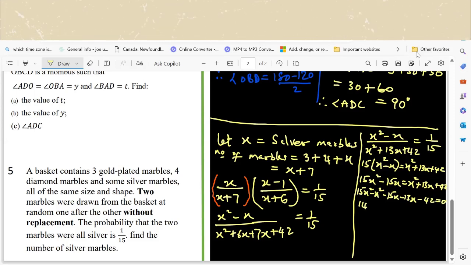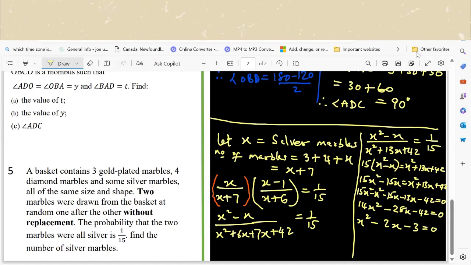So here we have 14x squared minus 28x minus 42 equals 0. Now, if we reduce this by dividing both sides by 14, we have x squared minus 2x minus 3 equals 0. Of course, we can factorize this now.